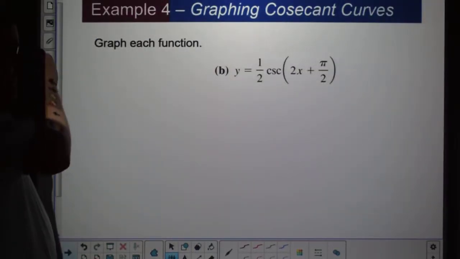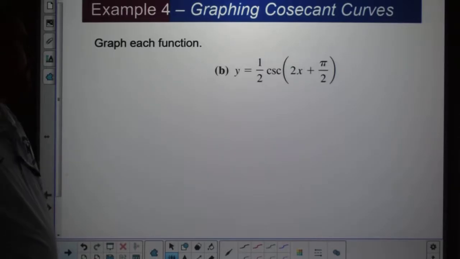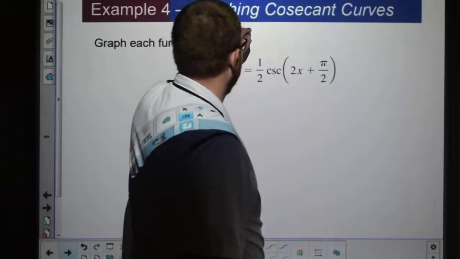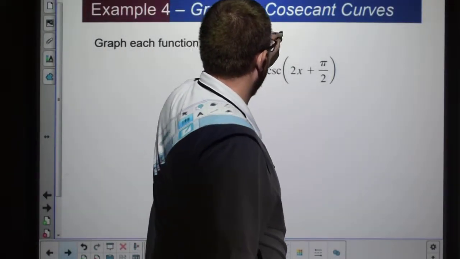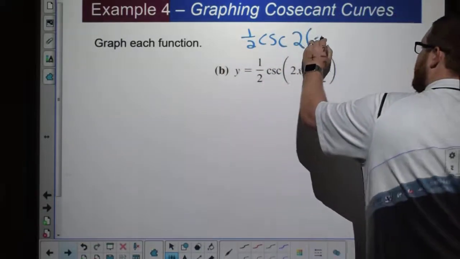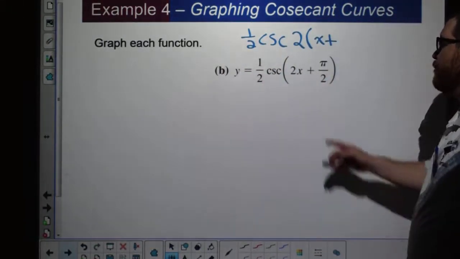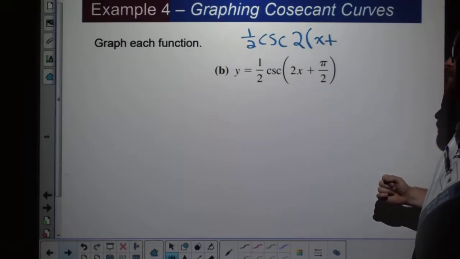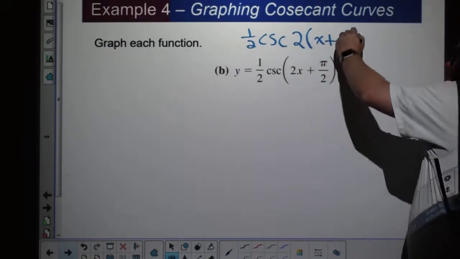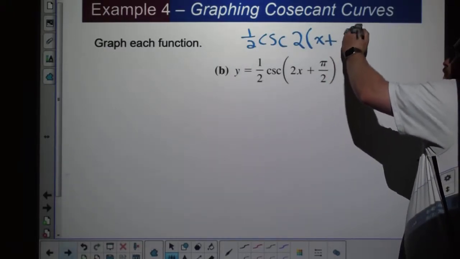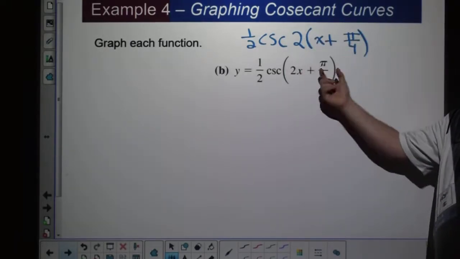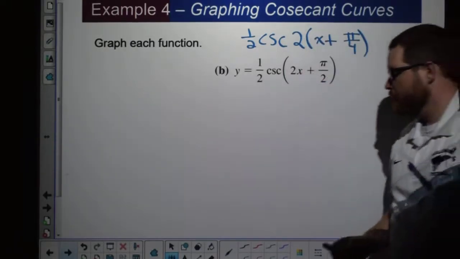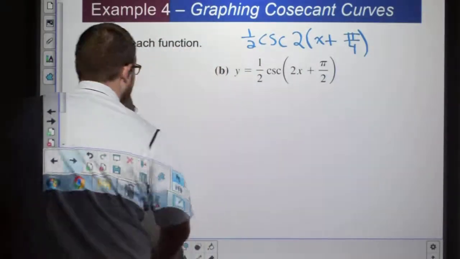Let's graph this function. Well, the first thing I'm going to do is rewrite it. If I pull a 2 out of a pi over 2, in other words, if I divide this by 2, I'm going to get pi over 4. You can always double check yourself to distribute back in and see if you get what you had.